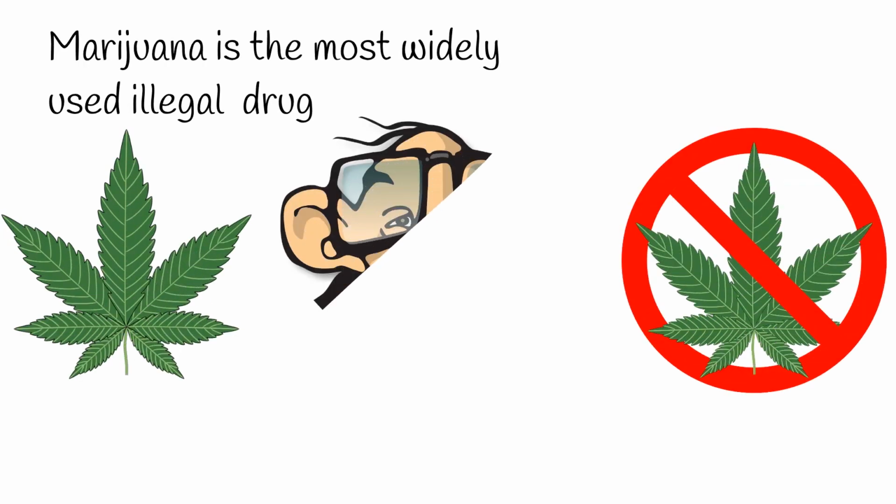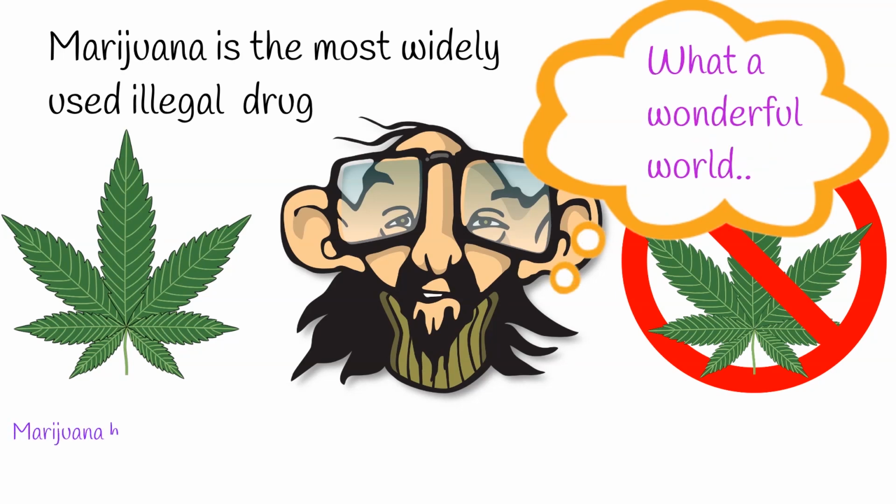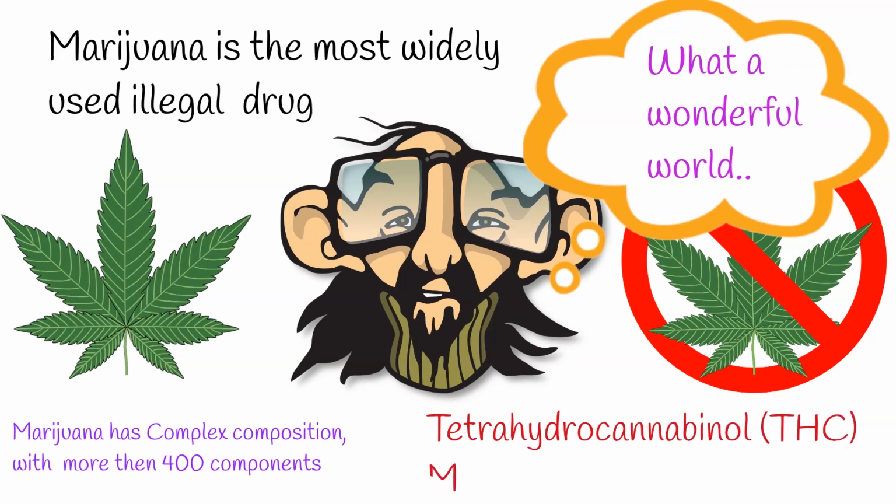Marijuana is the most widely used illegal drug in the world. It causes euphoria and relaxation, that's why it is used for recreational purposes. Marijuana's main action is caused by its component called tetrahydrocannabinol, THC. It is responsible for the psychoactive effects of marijuana.